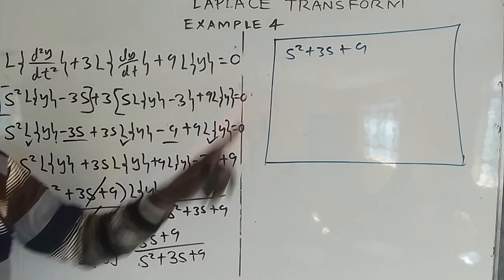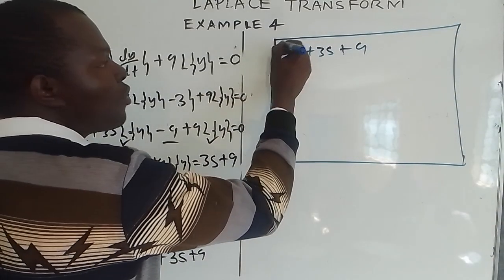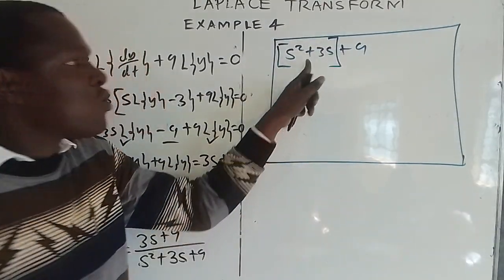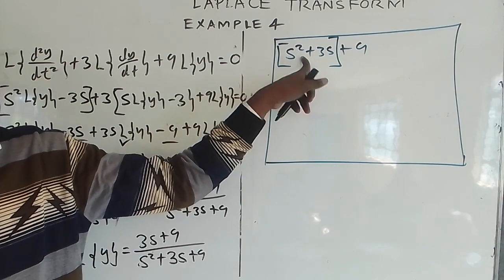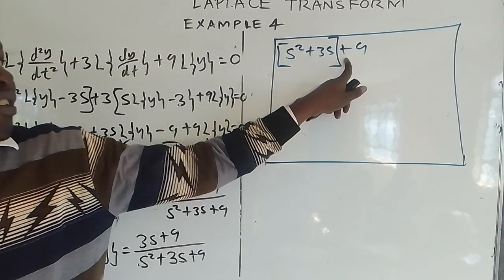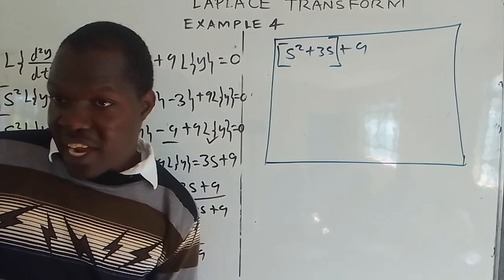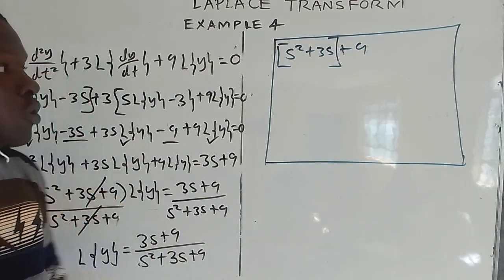Good. So here, what do you do? You remove outside, you only bracket what you want to complete the square. You want to complete the square of s squared plus 3s, isn't it? Meaning this positive 9 constant term must be outside that bracket. Is that okay? So what do you do?